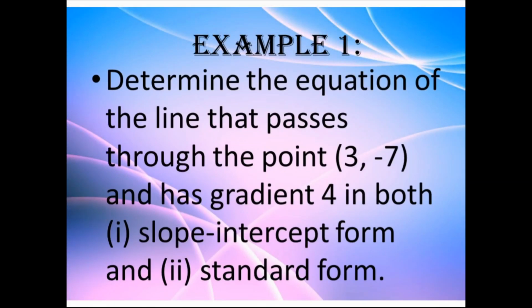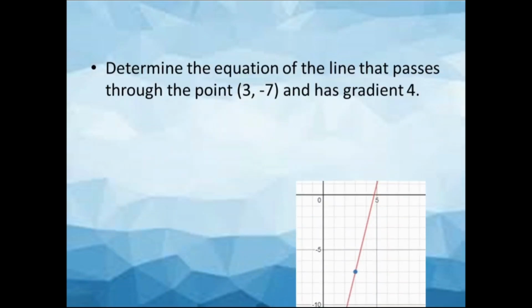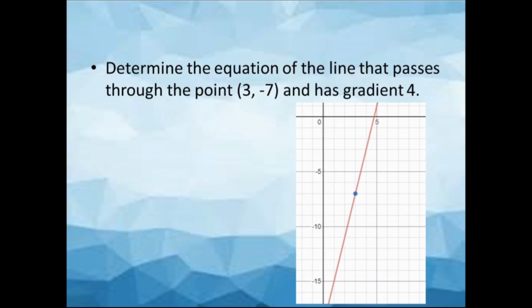We are to determine the equation of the line that passes through the point (3, -7) and has gradient 4 in both, first, slope-intercept form, and secondly, standard form. So whenever we work a problem like this, a good thing would be to first start off by drawing a sketch. So we know the point is 3, negative 7, and it has a gradient of 4. Since the gradient is positive, that means it slopes upwards like this.